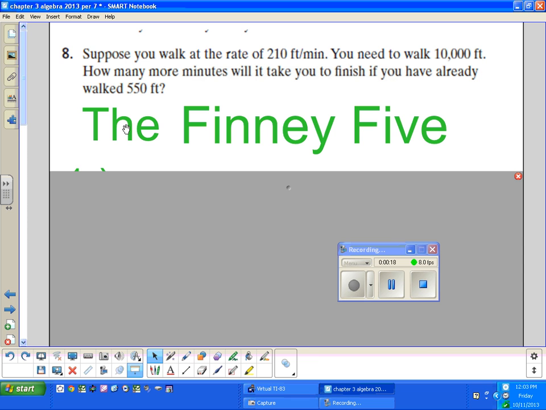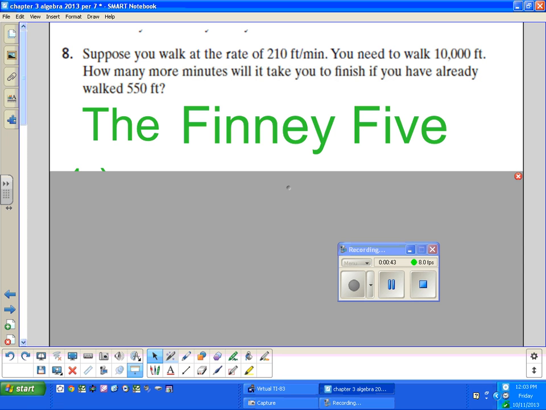So we're going to look at question number 8 here, and it says, suppose you walk at a rate of 210 feet per minute. You need to walk 10,000 feet. How many more minutes will it take you to finish if you have already walked 550 feet? Okay, we're going to try and do the same format for all grade levels from middle school to high school.